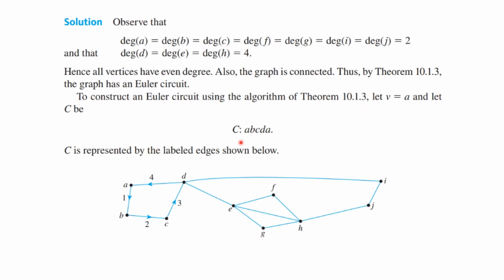We begin with A and we go this way, this way, this way, and then we go back. So we've created a circuit right there, but we didn't cover all the vertices. So now we're going to take a vertex that is common to C and the remaining graph, and that's going to be D in this case.